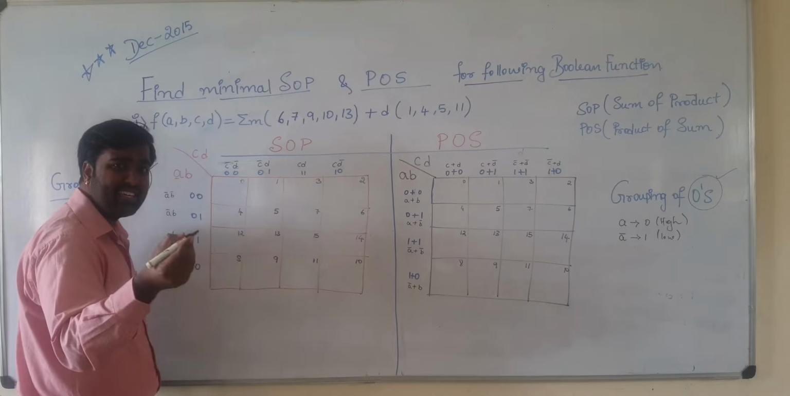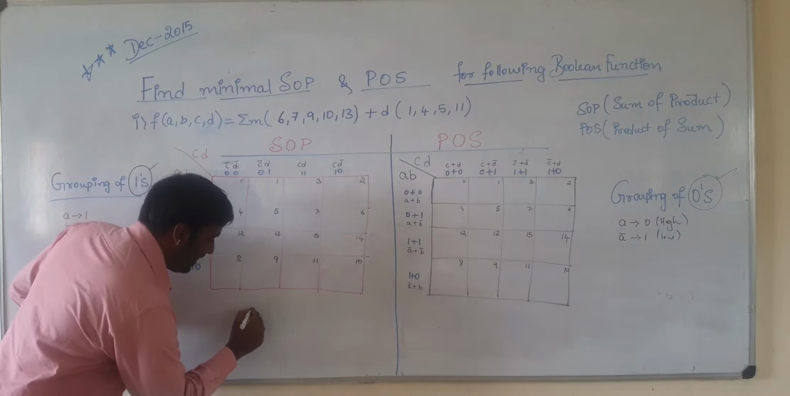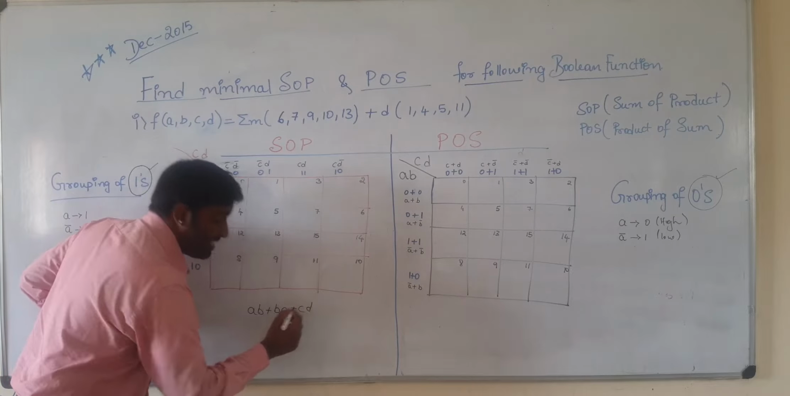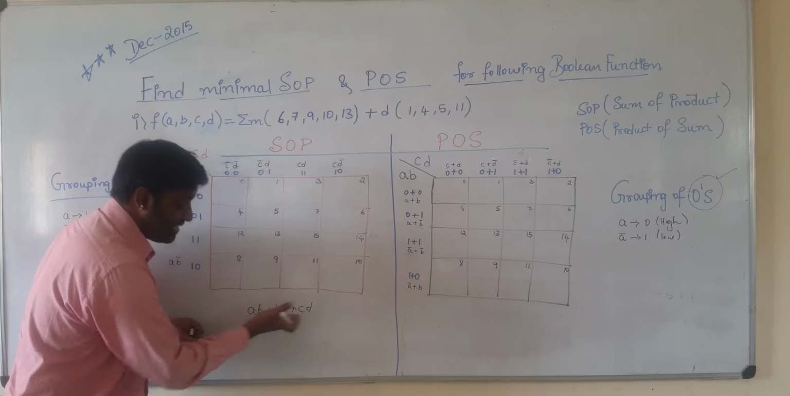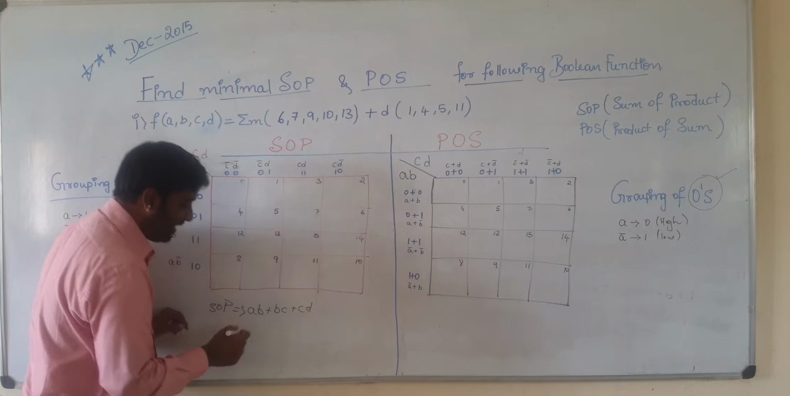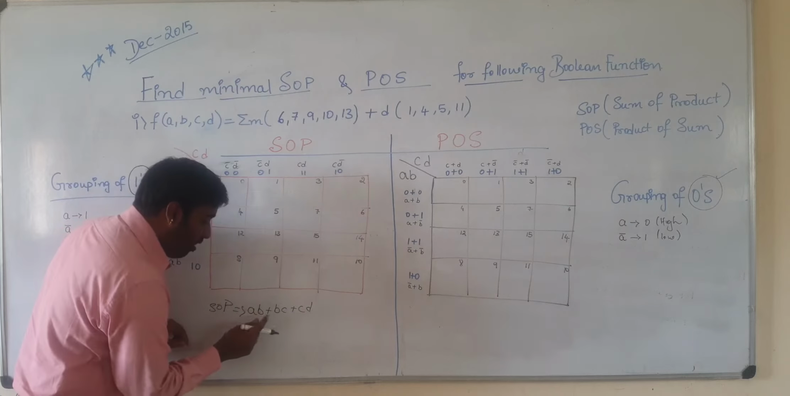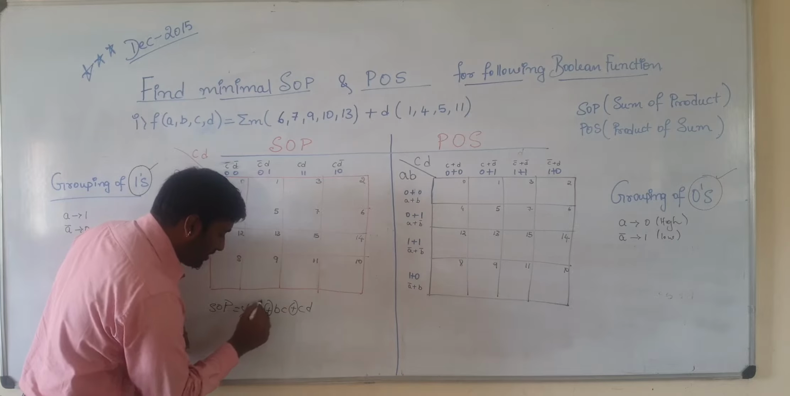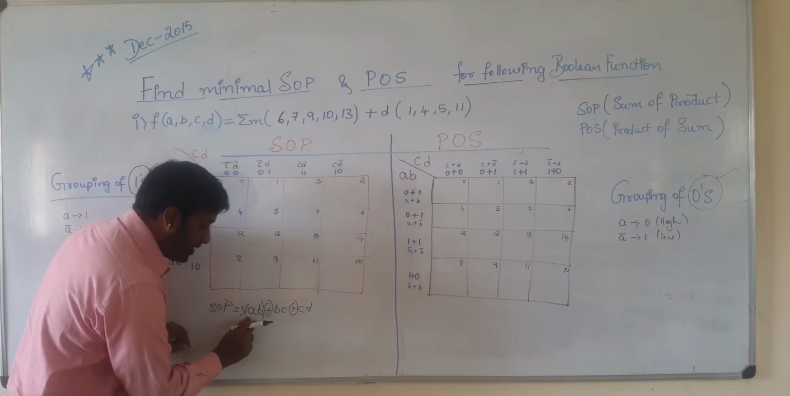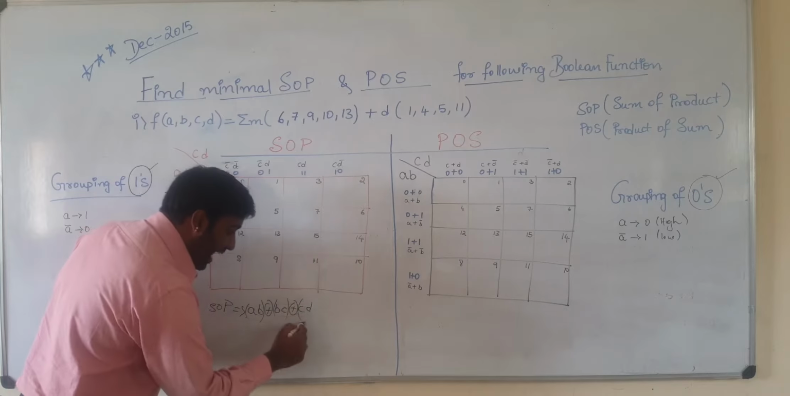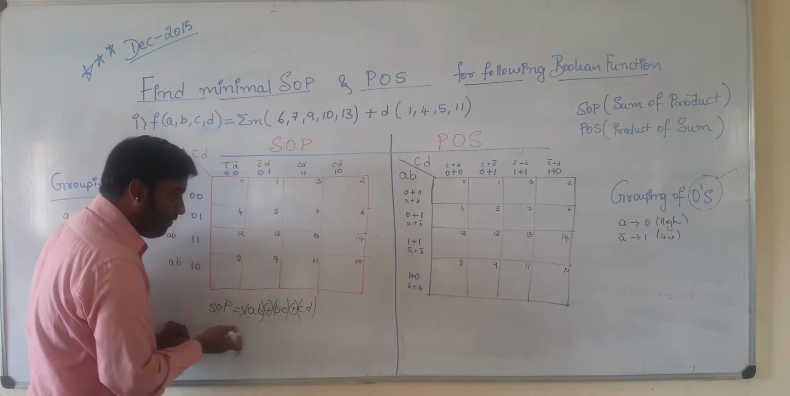A basic expression, I will write it here: AB plus BC plus CD. This expression is an example of sum of product. As you can see, all the terms are products that are summed: AB is a product which is added with BC, which is added with CD. It is sum of product.